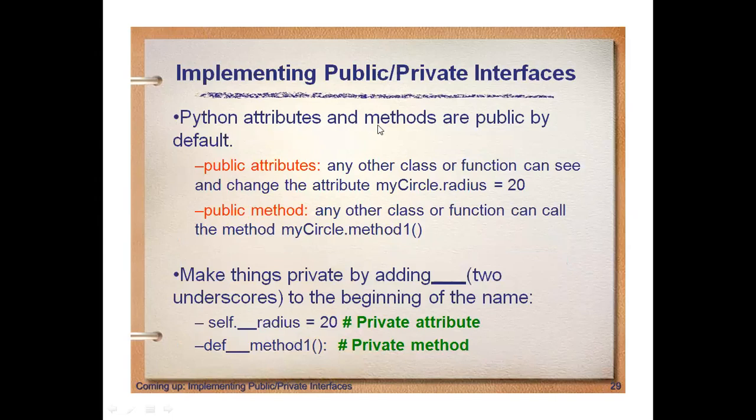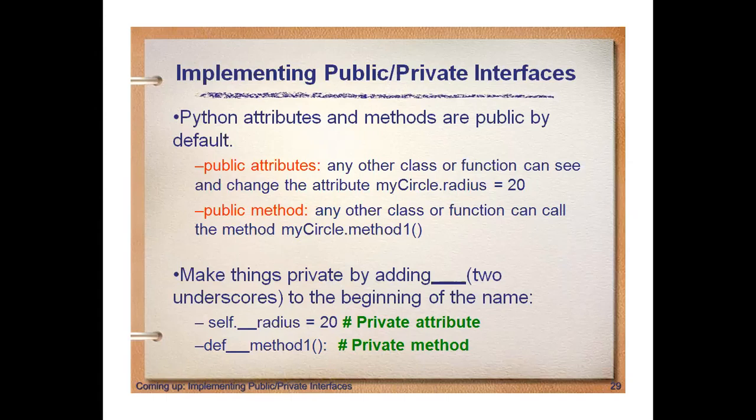The methods and attributes in Python are public by default. Please remember that attributes and methods are public by default. In Java, or in C++, something else was there. Right? Public attributes, any other class or function can see and make changes. Suppose the attribute named radius has some value 20. Some person came into my class and changed that 20 to 40. That is entirely open to them. Public method, anyone can call my method.